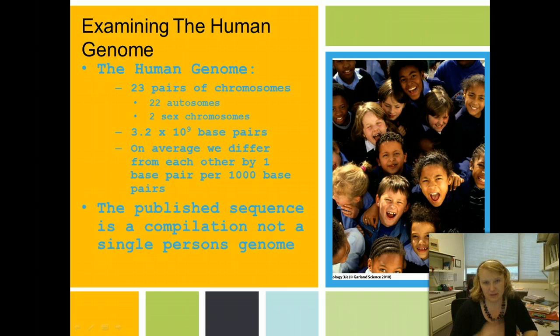It's not just one person's, because with the single point mutations within them, it would be hard to have one person's genome be the standard human genome. So we did a compilation. And we found that we have about 3.2 times 10 to the ninth base pairs, and on average we differ by about one base pair per 1,000 base pairs in each other. That's how different it is on average, that I am from you, you are from somebody else.